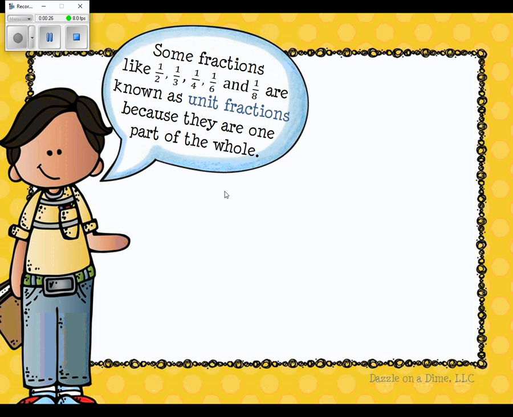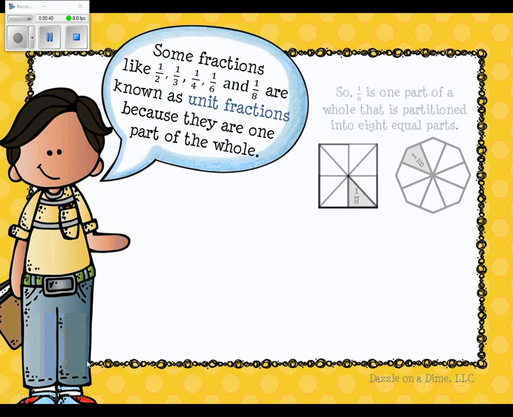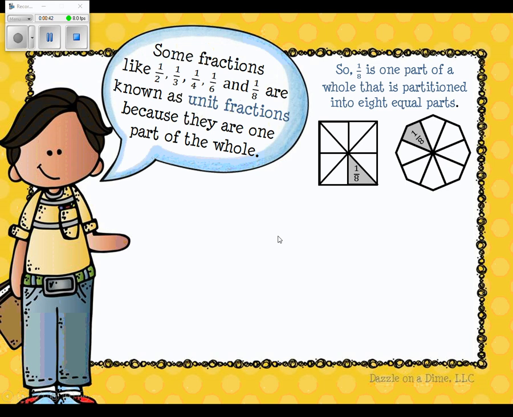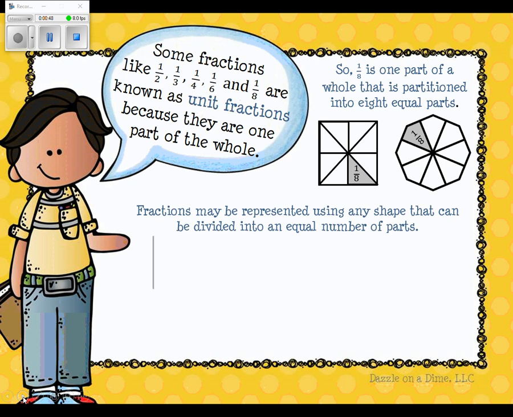And unit fractions are ones like 1/2, 1/3, 1/4, 1/6, and 1/8. They are one part of the whole. Unit means one part. So 1/8 is one part of a whole that is partitioned into 8 equal parts. And fractions may be represented using any shape that can be divided into an equal number of parts.